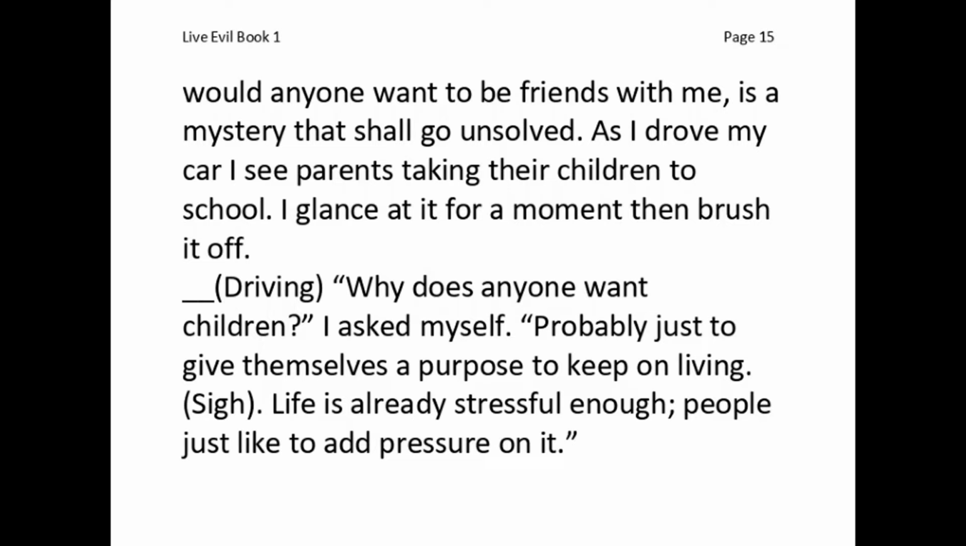As I drove my car, I see parents taking their children to school. I glance at it for a moment, then brush it off. Driving. Why does anyone want children? I asked myself. Probably just to give themselves a purpose to keep on living. Sigh. Life is already stressful enough. People just like to add pressure on it.